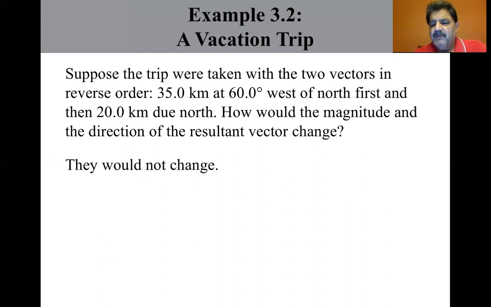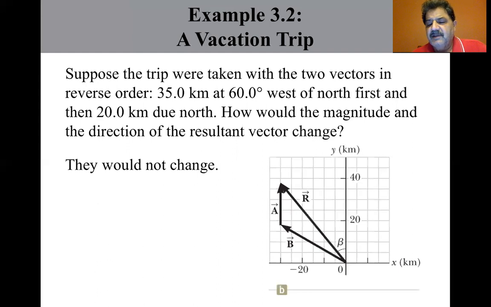The commutative law for vector addition tells us that the order of vectors in an addition is irrelevant. Graphically, we see that the vectors added in the reverse order give us the same resultant vector. So B plus A gives you the same R as we got earlier.